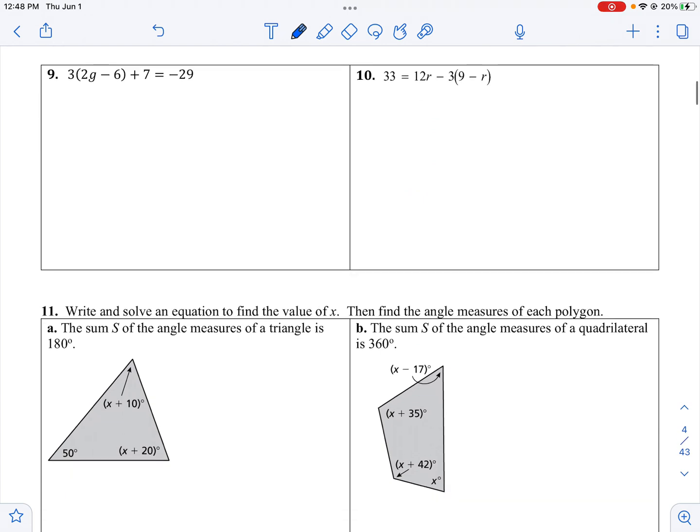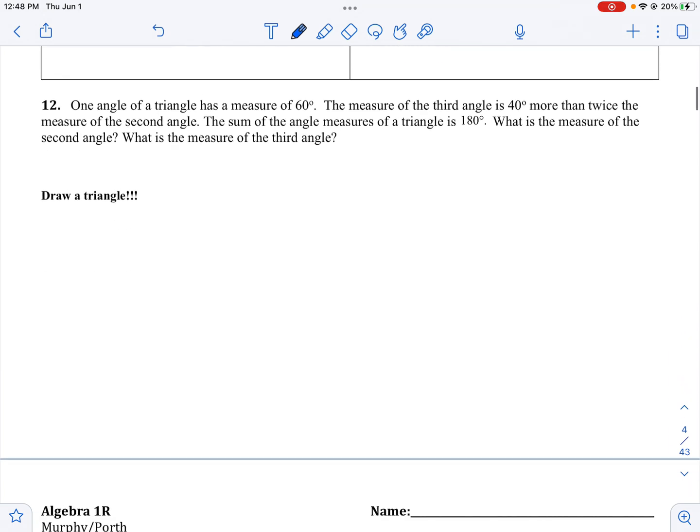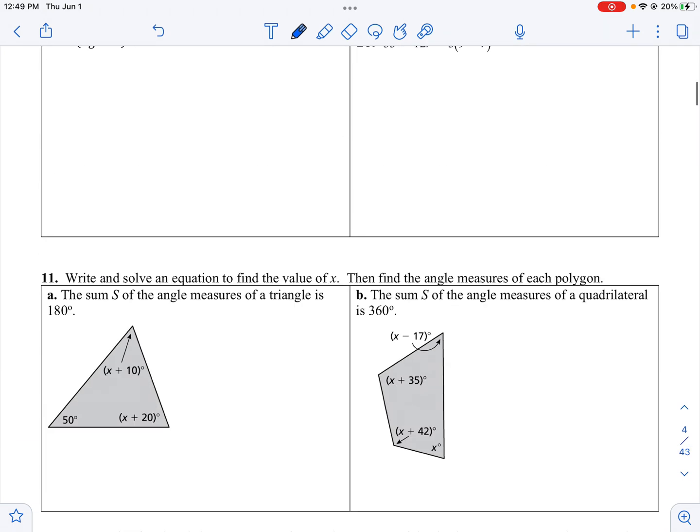All right. On the next page, let's try 9 and 10. Again, pause the video, unpause, check your work. Then we'll do 11 through 12 together.